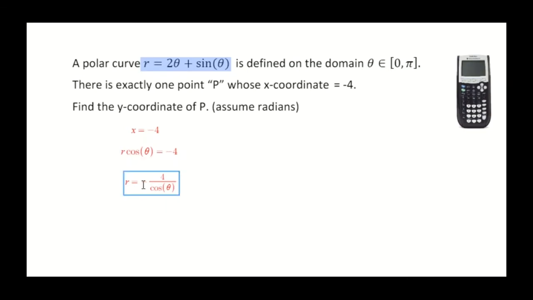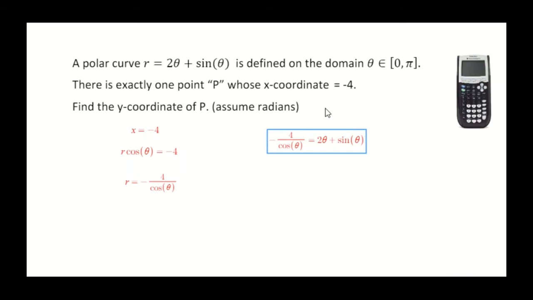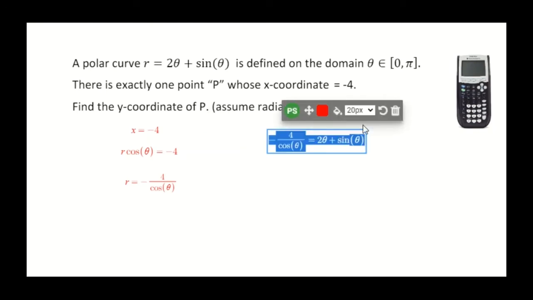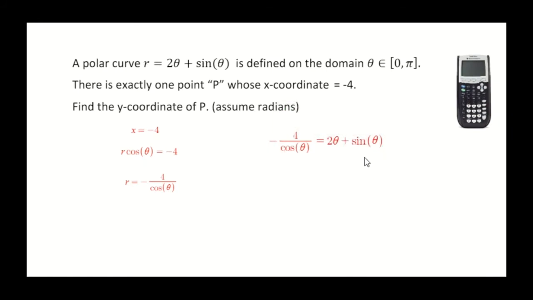So here's the problem though. If I try to solve this like I did the previous problems, what I'm going to end up with is this equation, -4 over cosine theta equals 2 theta plus sine theta. And this is not something that we're going to be able to solve algebraically. Not yet, at least. Not in precalculus at all. So don't worry if you don't really know where to go with this algebraically. That's totally fine. Let's make this a little bigger.